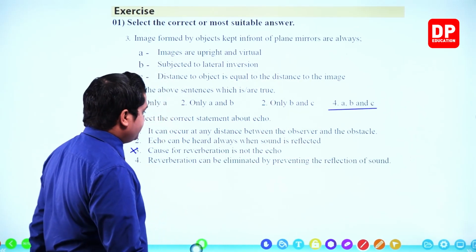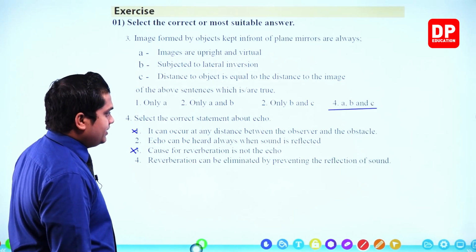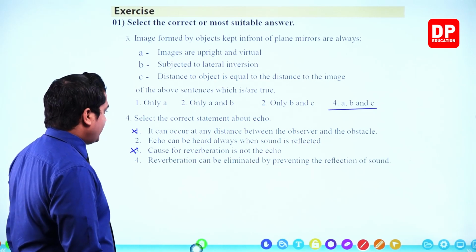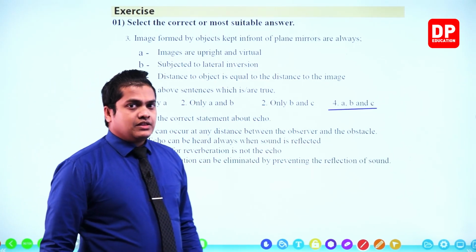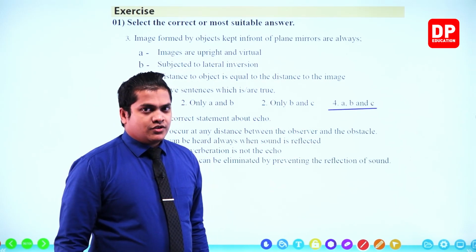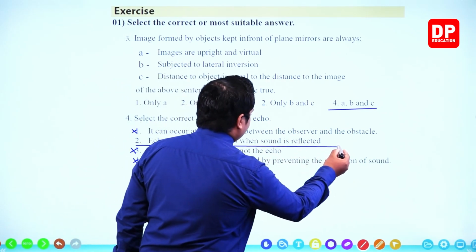That is correct. Next one, reverberation can be eliminated by preventing the reflection of sound. Correct. That's why we are making the surfaces rough. That's why we are making the surfaces porous. So my dear children, our answer should be the second one.